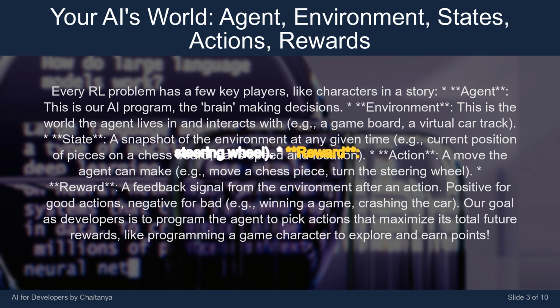Reward. A feedback signal from the environment after an action. Positive for good actions, negative for bad, e.g., winning a game, crashing the car. Our goal as developers is to program the agent to pick actions that maximize its total future rewards. Like programming a game character to explore and earn points.